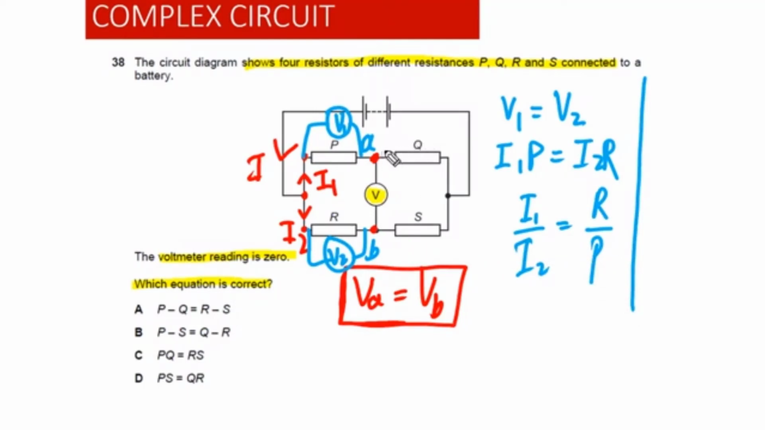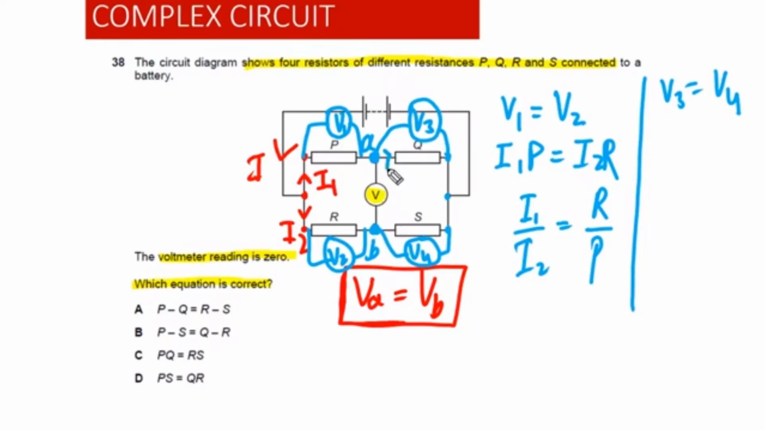Now the next resistor is Q. The potential at this point is the same, and the potential at this point is also the same. So we can also attach another voltmeter across this resistor Q and another voltmeter across resistor S. From here we can simply conclude that V3 has to be equal to V4. As you can see, there is no potential difference between A and B.